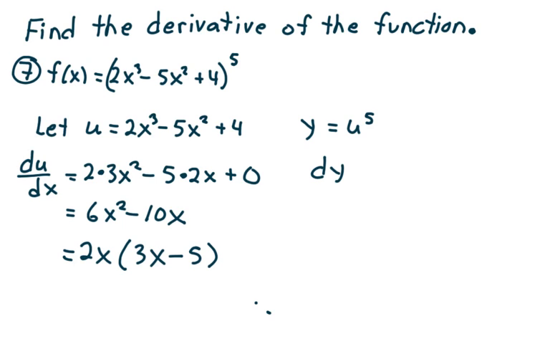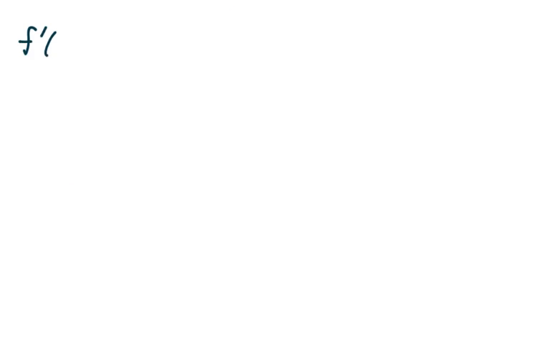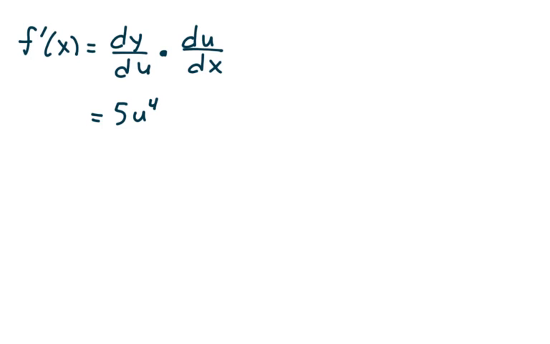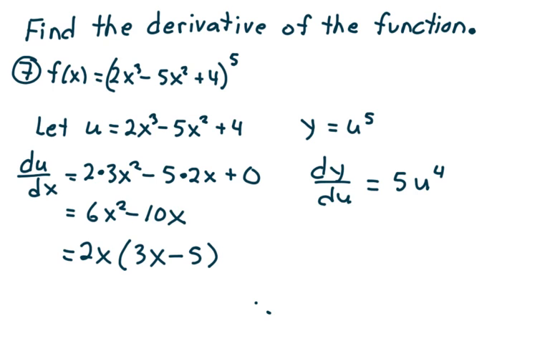And dy/du is 5u to the 4th. So I'm just applying the power rule here. And what's nice about this is to get f prime of x, you get dy/du times du/dx. So there's a lot of reliance on rules that we've already established before. Now, dy/du is 5u to the 4th, and then du/dx is 2x times 3x minus 5.